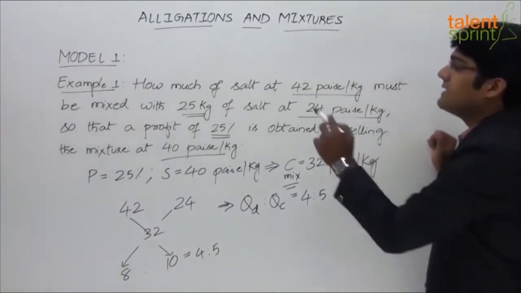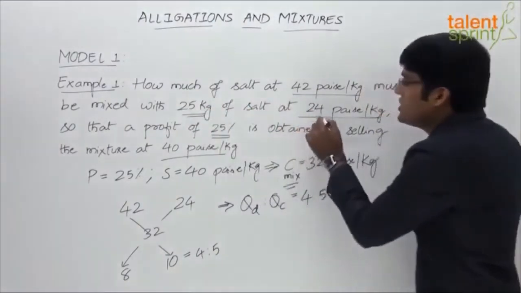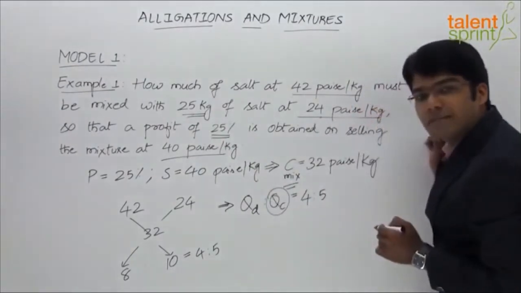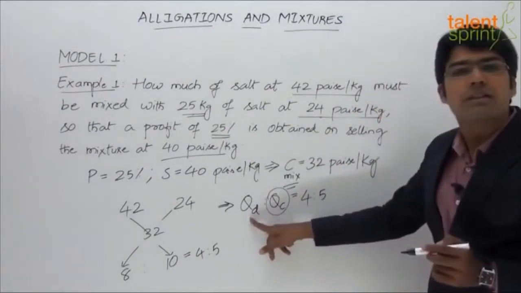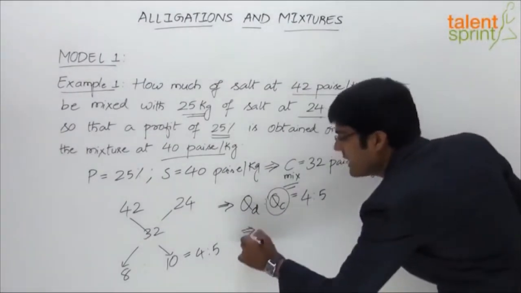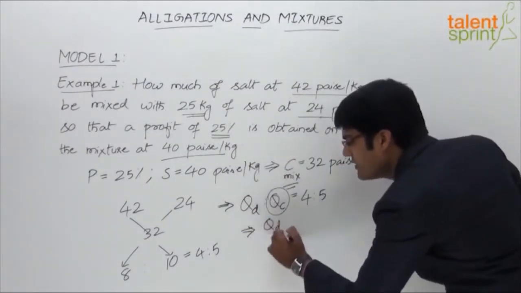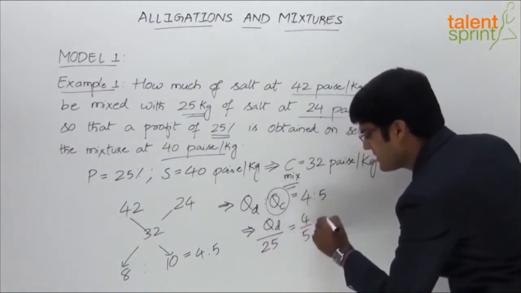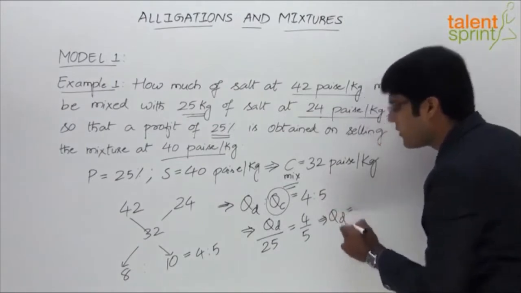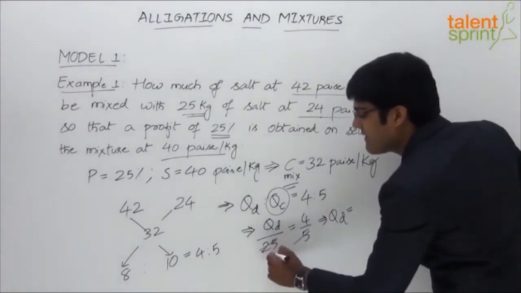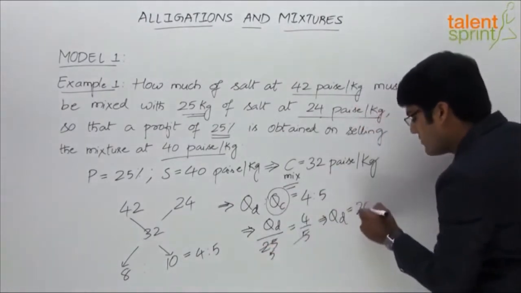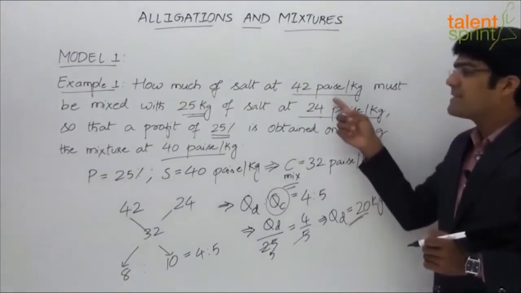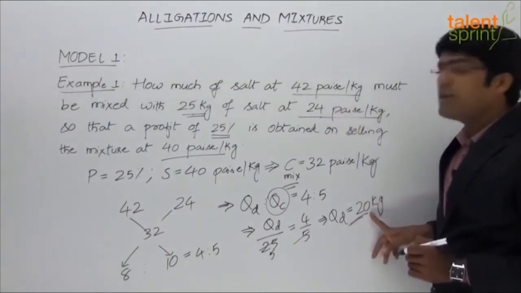We also know that the quantity of cheaper quality of salt is 25 kgs. So this part here is given to us, 25, and we have to find out the quantity of dearer quality of salt. So by substituting the value 25 here, we get quantity of dearer by 25 kgs will be equal to 4 by 5. So from this we can say the quantity of dearer quality of salt, this gets cancelled 5 times, and 5 into 4 is 20. So this should be 20 kg. So the quantity of the dearer quality of salt, that is 42 paisa per kg, should be 20 kgs.